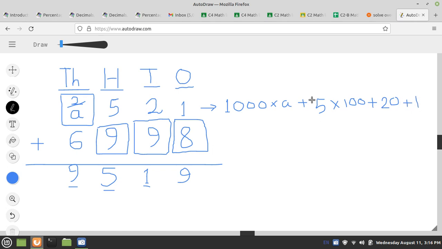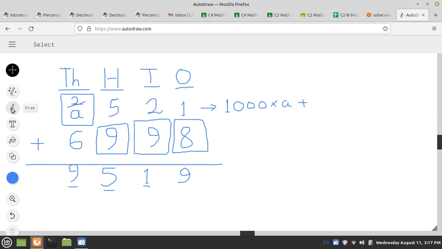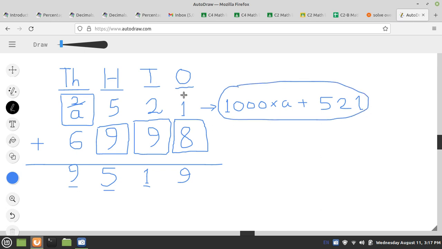Okay, so what is this? This is in fact, if you calculate, 500 plus 20 plus 1, that means 521. So let's write it like this, 521. We can write it short like this, 521. Okay, so this is our first number, this number we have written like this.